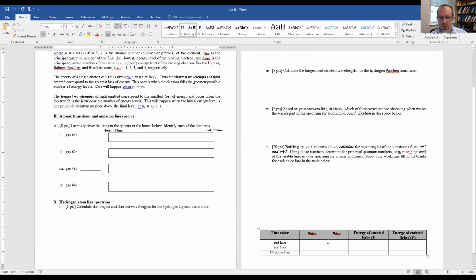So that's what I'm asking you to fill out here. For the red line, what's our n initial and what's our n final? For the teal line, what's the n initial, what's the n final? And for the violet line, what's n initial and what's n final? And then also figure out the energy of the emitted light, which I went through that example previously, and give that to me both in joules and in electron volts.